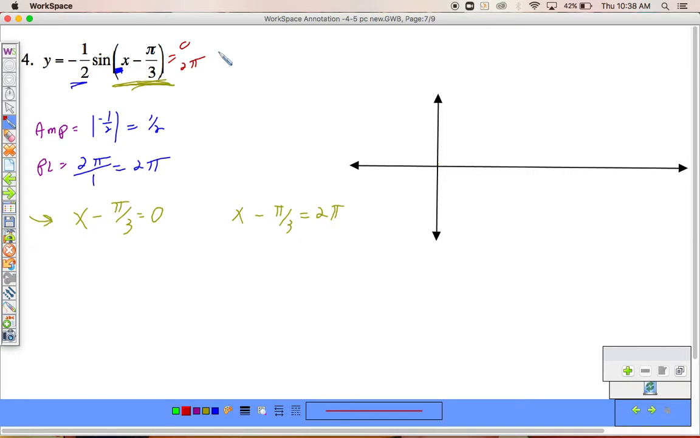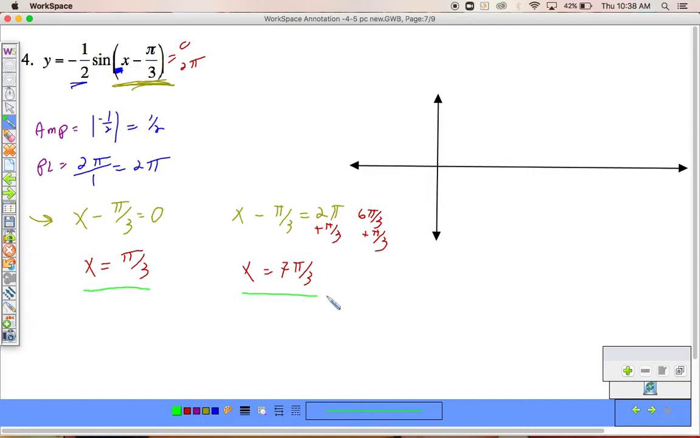So I'm going to go from x equals pi over 3. X equals, if I add pi over 3, that's going to be 6 pi over 3 plus pi over 3. I'm going to get 7 pi over 3. So what I'm going to do is graph a starting point of pi over 3 and an ending point of 7 pi over 3.